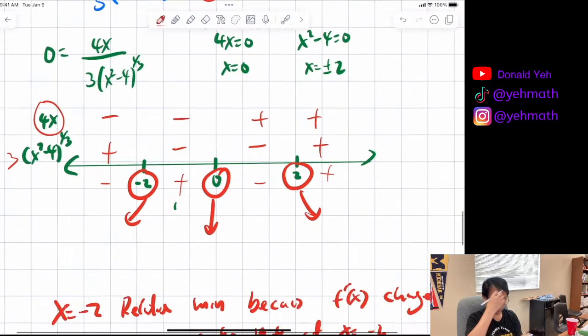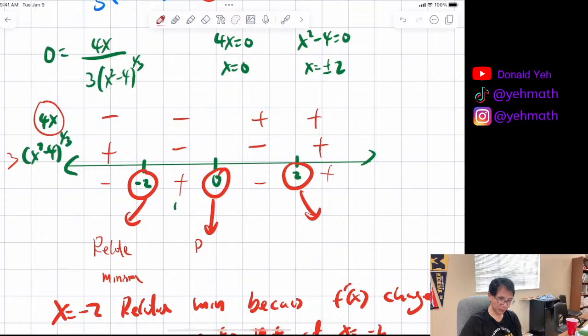So that makes this a relative minimum, and this is a relative maximum, and this is a relative minimum.